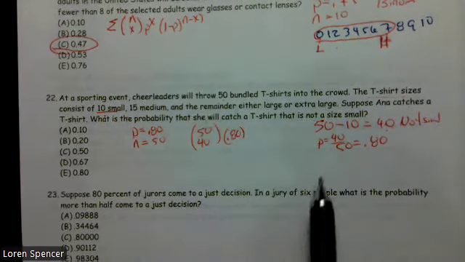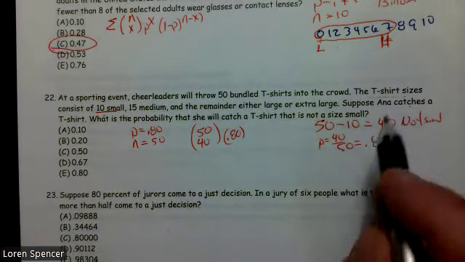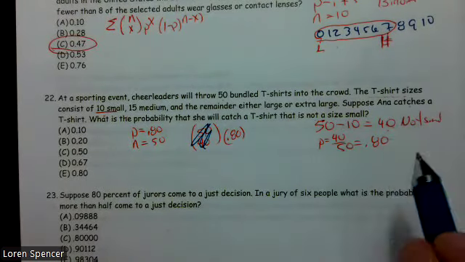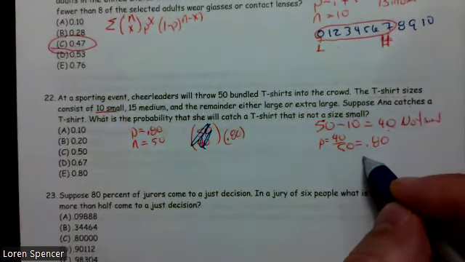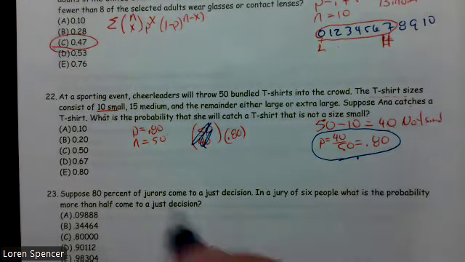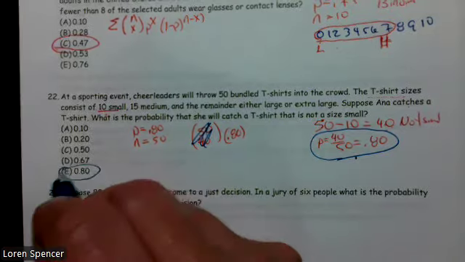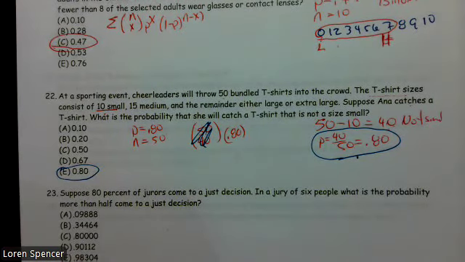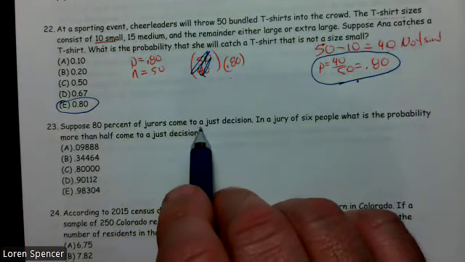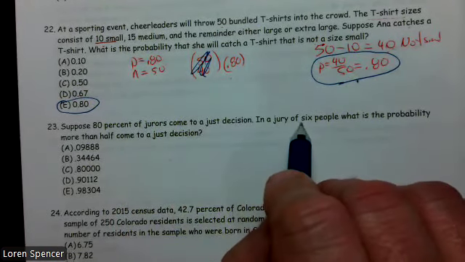All right. I made this difficult. This is actually a very easy problem. I was making it difficult in my head. 80% of these shirts are not small, so there's an 80% chance that she would catch a shirt that's not small. That's the probability: 80%. Sorry about that.